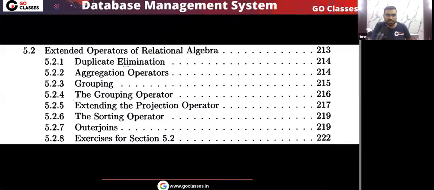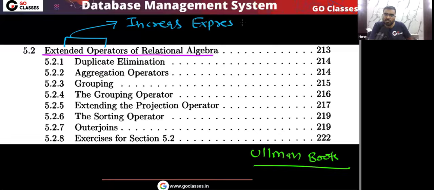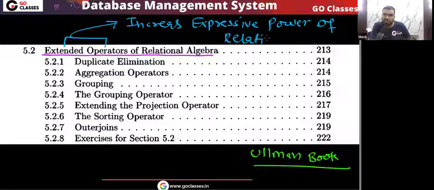You can easily see here, this is a screenshot from the Ullman book. You can see these are the extended operators of relational algebra. There are many extended operators. These extended operators increase the expressive power. They increase the power of relational algebra.